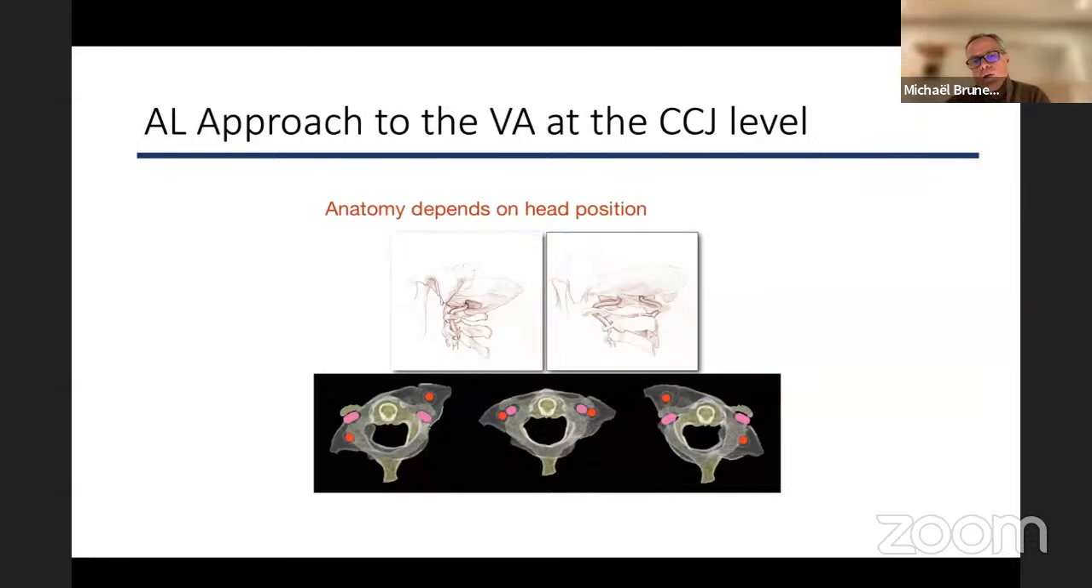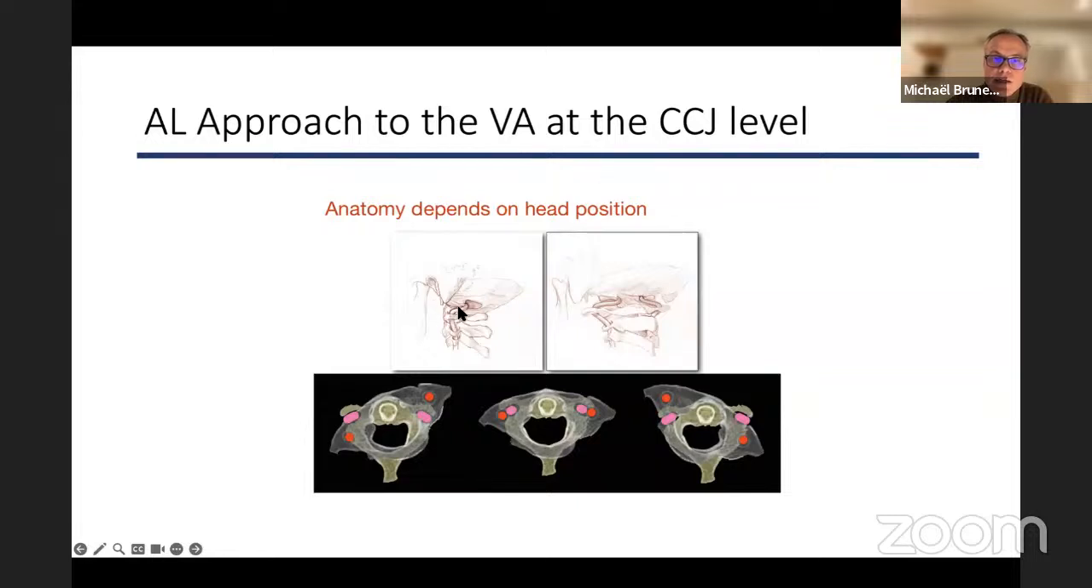Importantly, you have to understand, and it is quite unique, that the anatomical relations of the vertebral artery are changing at the level of the craniocervical junction depending on the position of the head. Because C1 is moving laterally and anteriorly, if the head is moved towards the right side, the left transverse foramen will move anteriorly.